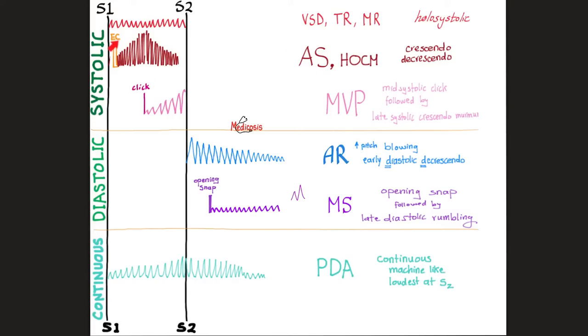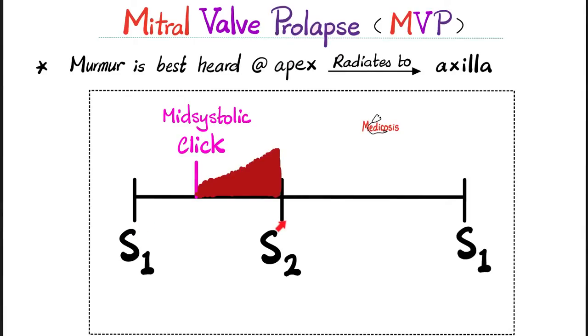The click of aortic stenosis is an ejection click, but the click of mitral valve prolapse is a non-ejection click. Here is S1, here is S2, and here's the following S1. This is systole, and this is diastole. Here is the mid-systolic click, followed by the murmur of mitral regurgitation. This is best heard at the apex of the heart. If there is regurgitation, it might radiate to the axilla.